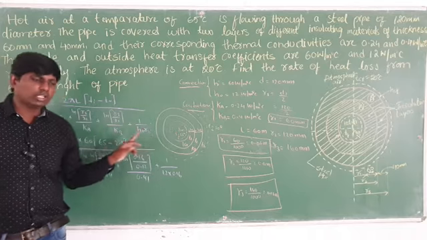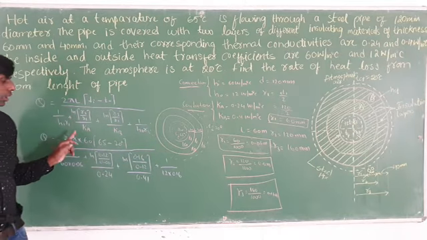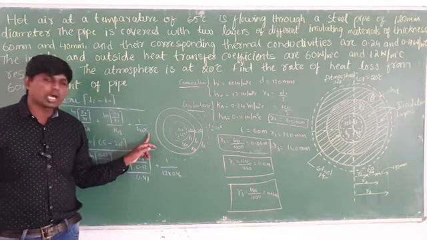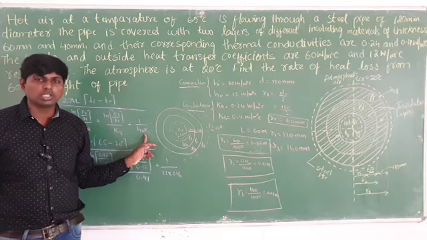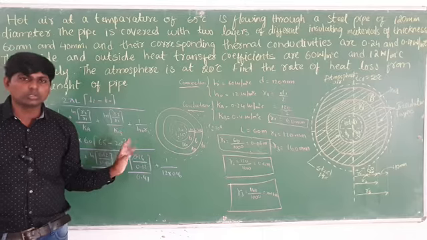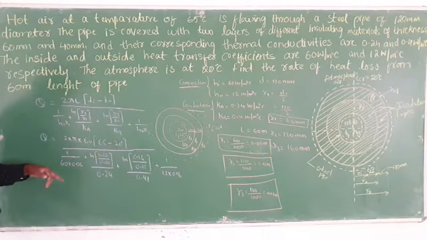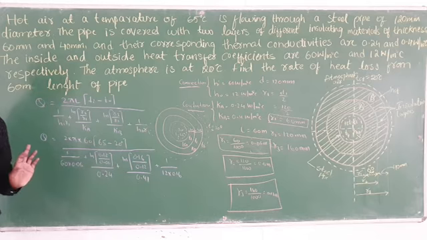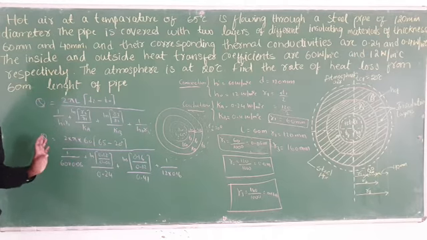Inside, hot air is there. So 1 by Hi Ri plus 1 by Ho R3. Why R3 here? The outer insulator is R3 only, so you have to take this one. After that you know the value of everything, and if you substitute, in a single step also you will get the answer. But try to solve it step by step.